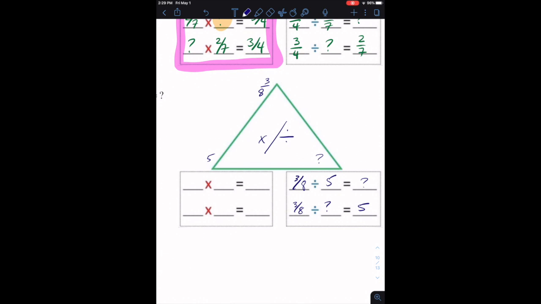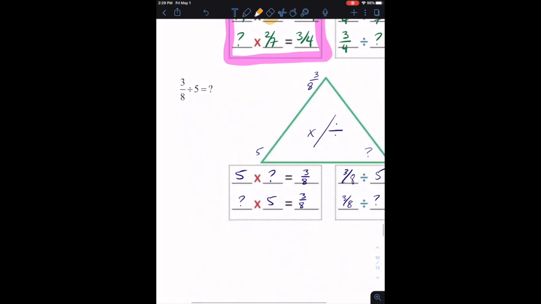Or we can rewrite it as a product. So 5 times what equals 3/8? Or what times 5 equals 3/8? So based on the previous example, in order to find the question mark, we could use the missing factor and say, what do we need to multiply 5 by to get 3/8?